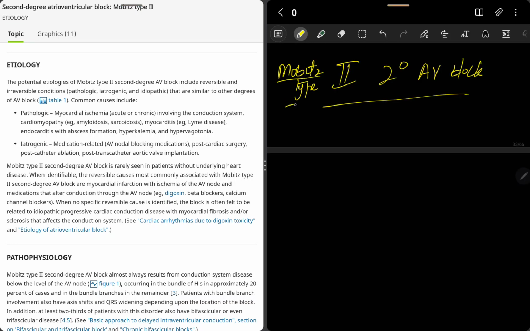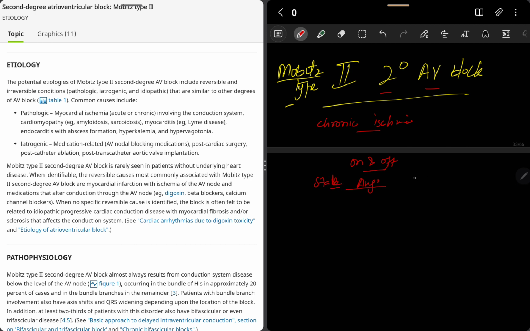Now, Mobitz type 2, second degree AV block. The causes can be, for example, pathological. It can be due to acute ischemia or chronic ischemia. And thus, who are those patients who have ongoing ischemia? Those who have on and off chest pain. For example, patients who have stable angina.